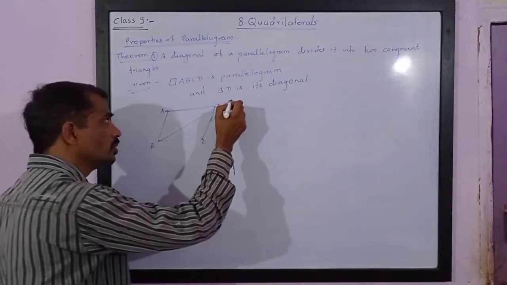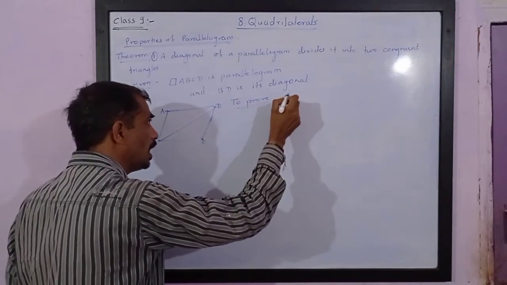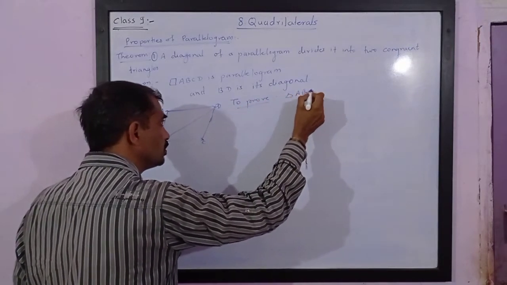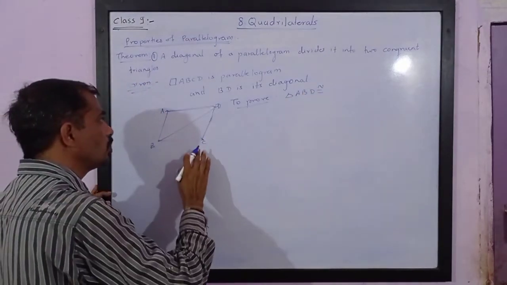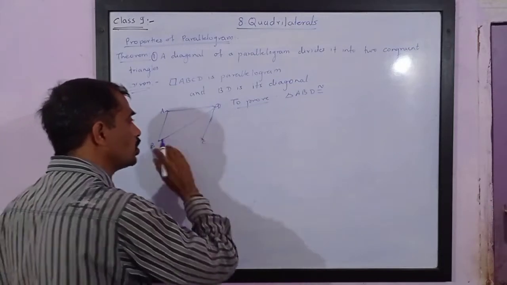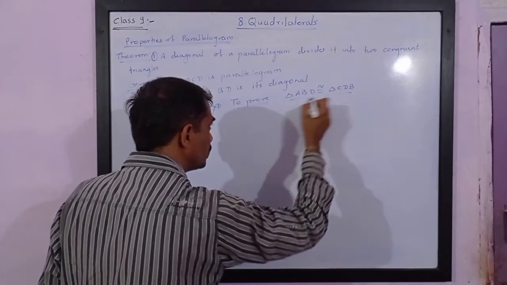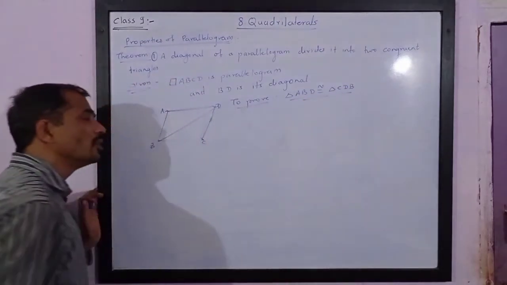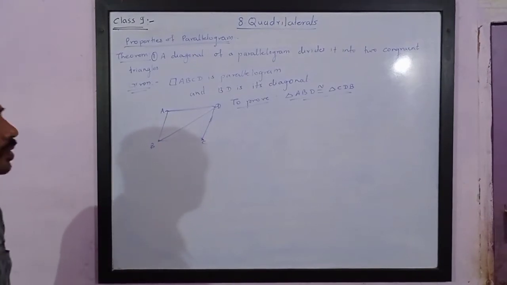To prove, we have to prove triangle ABD is congruent to triangle CDB. Please note, ABD will be congruent to CDB. This is what we have to prove. Here, please be careful about the vertices. Now see how it can be proved.